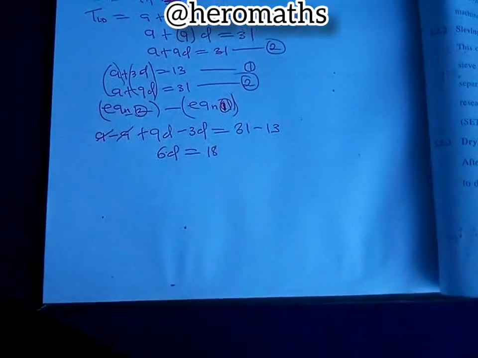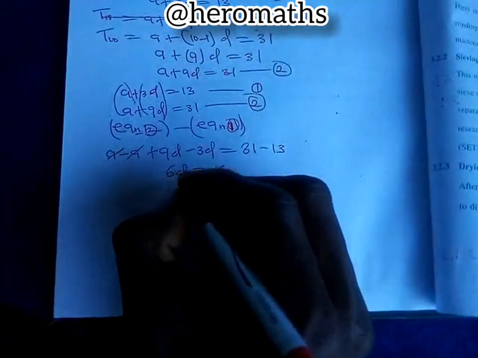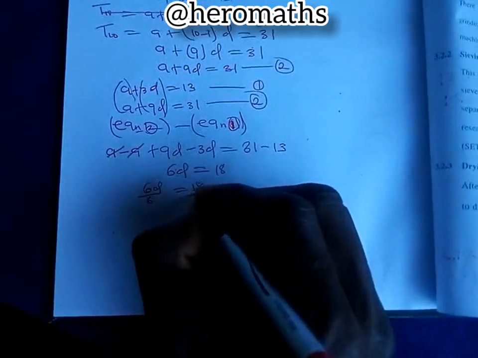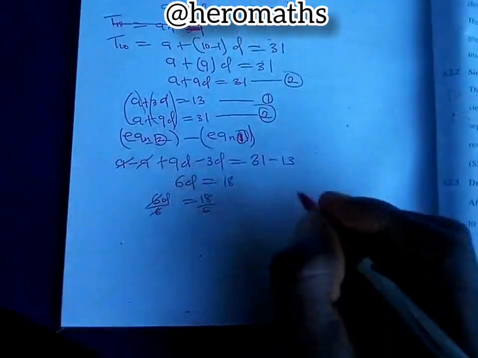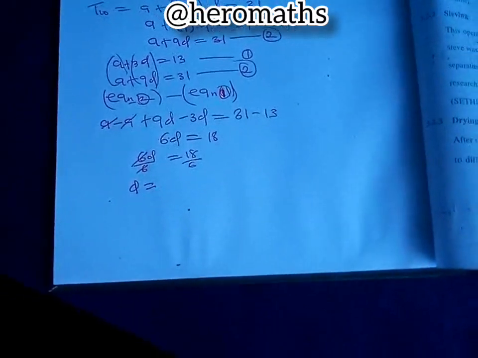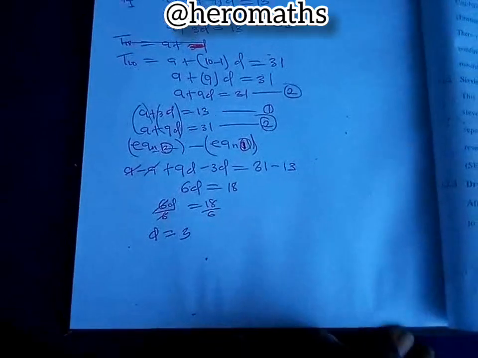What we do is we divide both sides by the coefficient of d, which is 6 in this case. So you have 6d divided by 6 is equal to 18 divided by 6. This goes with this, we are left with d is equal to 18 divided by 6, which will give us 3. That's the value of d.